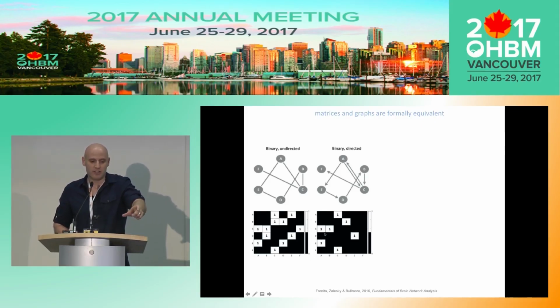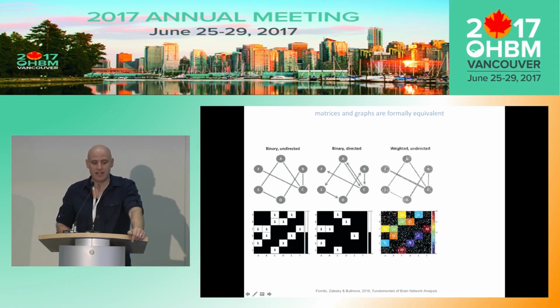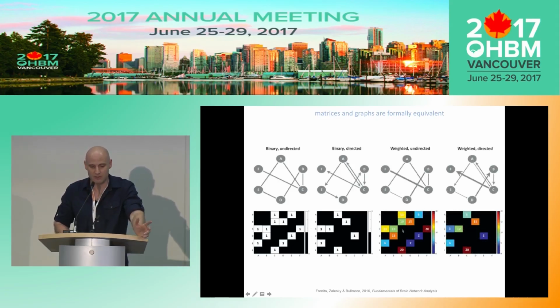I should point out that that's just one convention of listing outgoing connections down the column. Some people do it across the rows. So if you're interpreting these matrices, you need to be aware of how the connections are represented. And then we can go on and represent connection weights. So in the graph, we can use differences in edge thickness, or we can use some color scale in the matrix, and we can do that equivalently for directed and undirected networks.